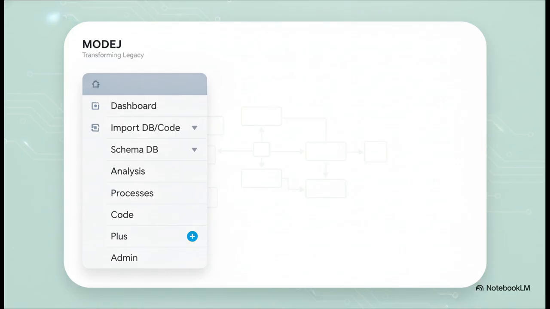And for a tool handling such complex, intertwined systems, the setup is remarkably clean. The whole interface is streamlined into just 8 main menu items. You've got your dashboard, import db/code, db schema, analysis, processes, code, plus, and admin. Items with a little drop-down arrow logically group related functions. It's perfectly designed so you aren't overwhelmed by a million options right off the bat. The whole thing follows a really natural analytical workflow.